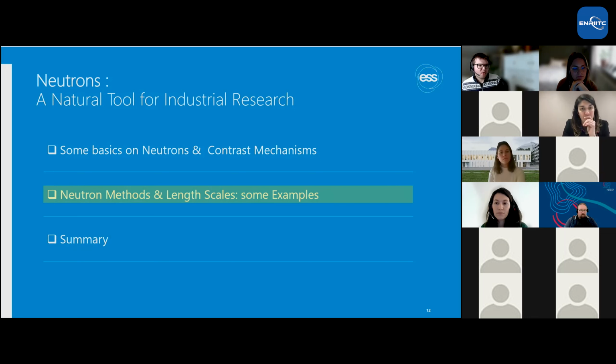Next, I would now like to show you which neutron-based techniques we have available and how they can be used to study different materials under different length scales. And at ESS, I mean, all neutron sources that have scattering instruments usually have a suite of instruments. And also at ESS, once we start operating the facility, we will offer the most common neutron techniques shortly after we start operating the facility.